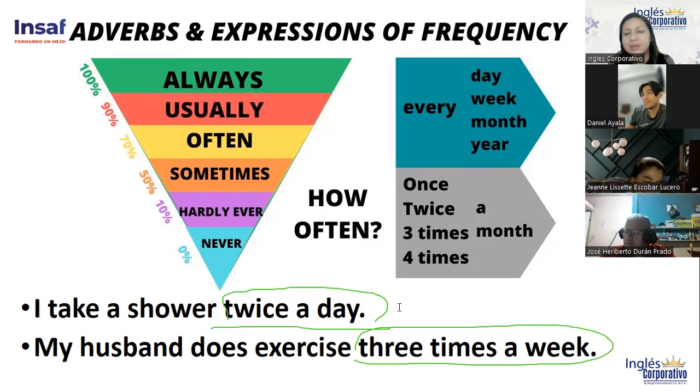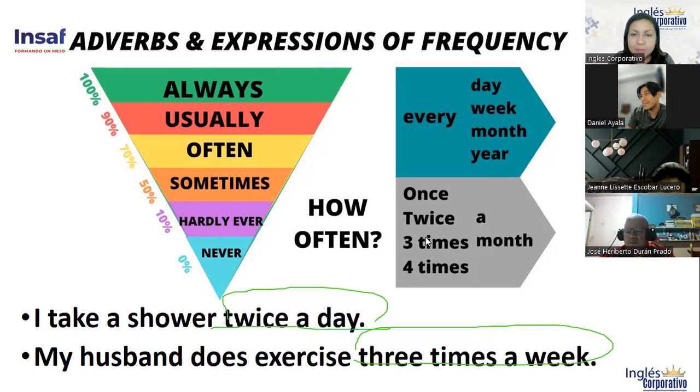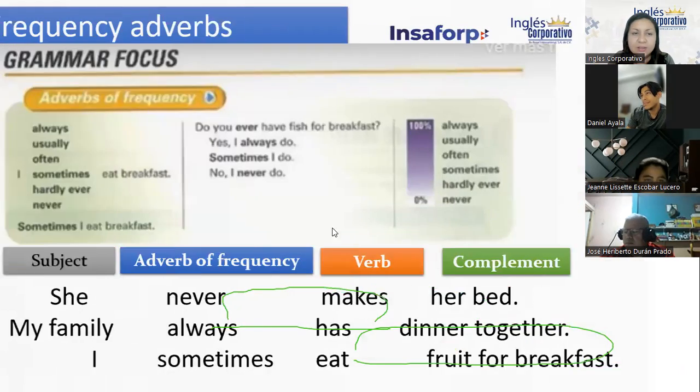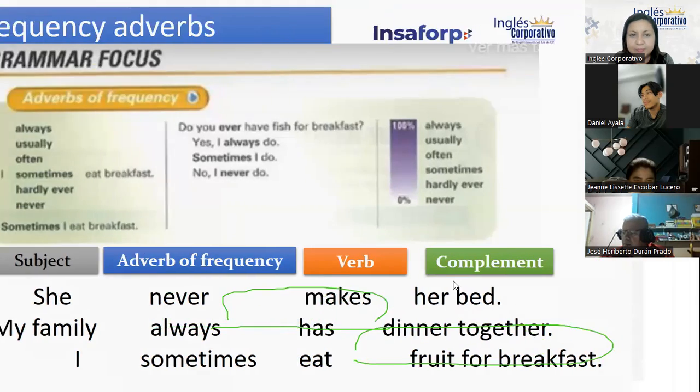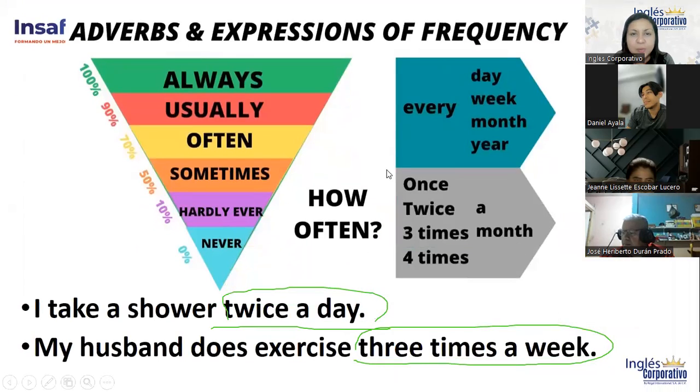Okay, so I take a shower twice a day. Adverbs of frequency, como les decía in the previous slide, miren la posición. Subject, adverb of frequency, verb. Expressions of frequency at the end of the sentence or at the beginning of the sentence. Twice a day, I take a shower. I take a shower twice a day. My husband does exercise 3 times a week. 3 times a week, my husband does exercise. So it's just the position in the sentence.